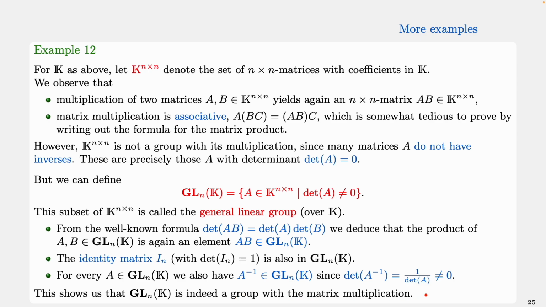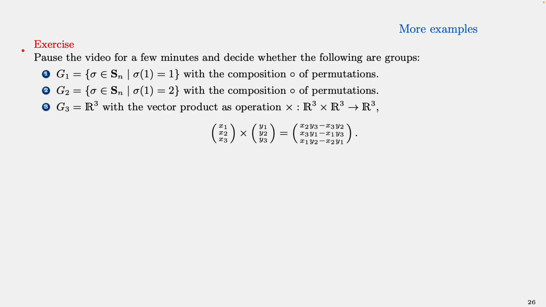and this shows that indeed the general linear group is a group with the matrix multiplication as operation. And here's an exercise for you to check whether these three are groups. So pause the video for a while and look at these three examples. G1 is a subset of the permutation group on n numbers. So these are all the permutations that fix the number 1. So sigma of 1 equals 1. And we use as operation again the composition of permutations.